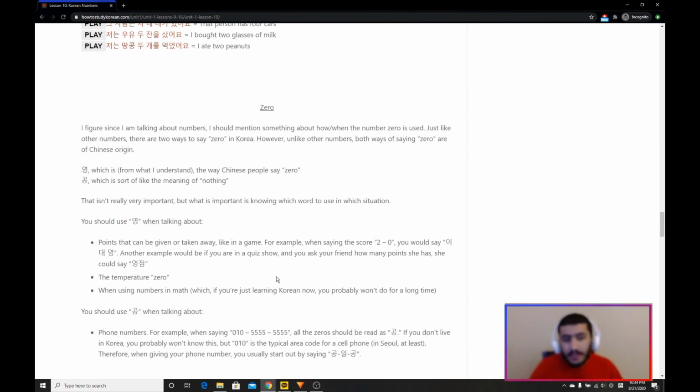영. All right. It's used for points that can be given or taken away, like in a game. For example, when you say 2-0, I would say 이 대 영. Another example would be if you're in a quiz show and you ask your friend how many points she has, she could say 영점, 점 meaning points. The temperature is 0, so 영 would be used for that.